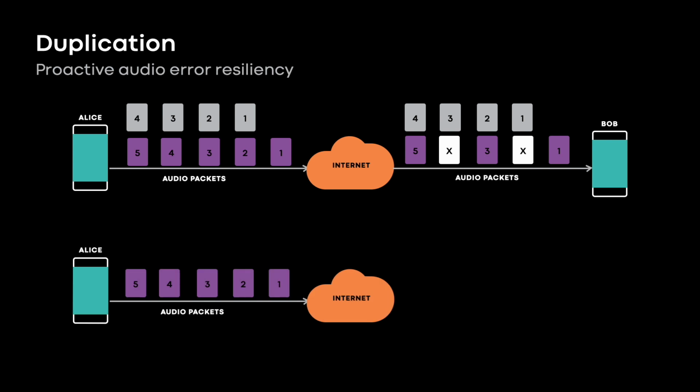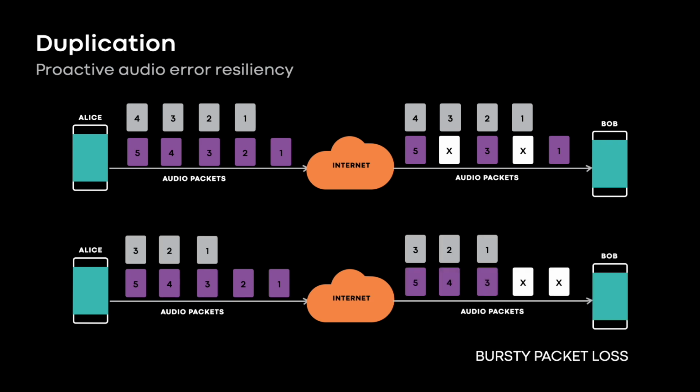One nice thing about duplication is that audio duplication can actually deal with bursty packet loss by changing the duplication interval. So in our case, even though 1 and 2 are lost on Bob's side, because we generated the duplicated packet 1 when we send packet 3, packet 1 can still get recovered.